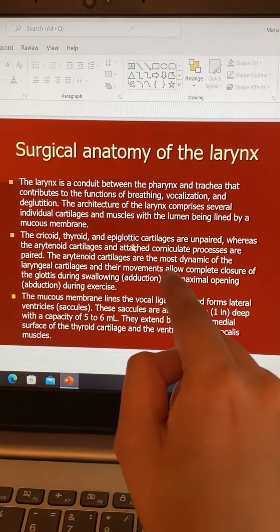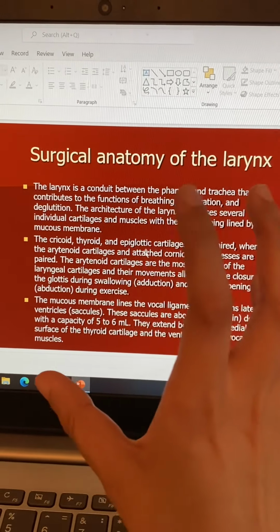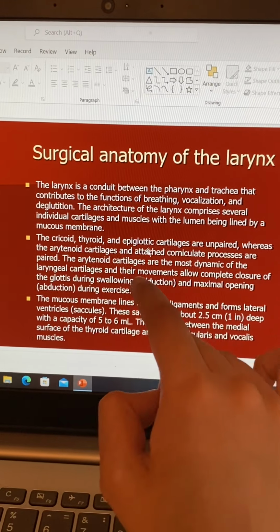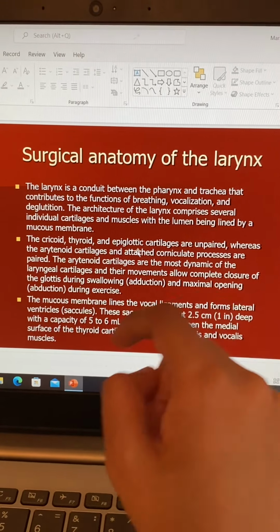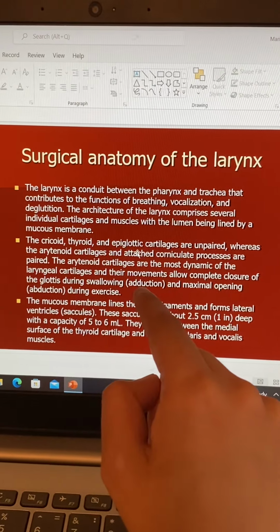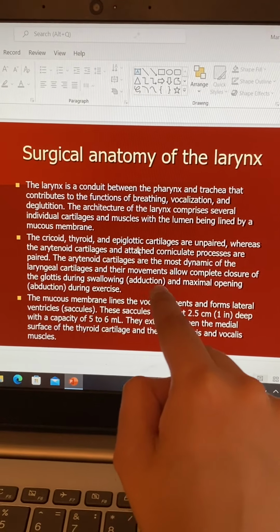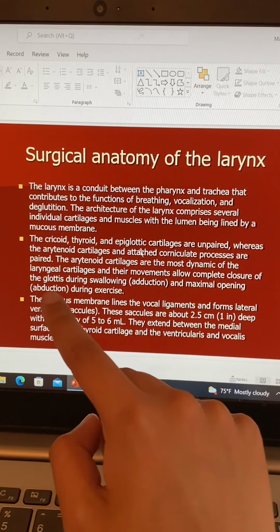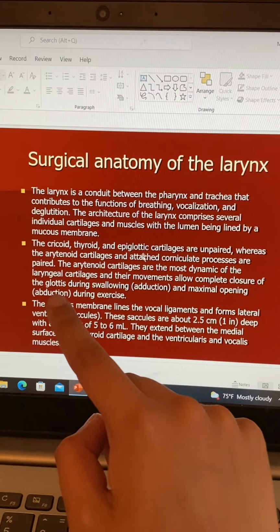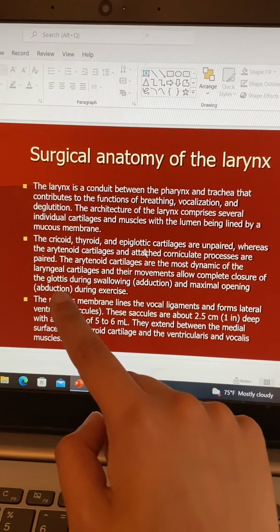The arytenoid cartilages, they are probably the most active in terms of the laryngeal cartilages, and their movements allow the closure of the glottis during swallowing, which is known as adduction. So if someone asks, that's what it is. And maximal opening during exercise, abduction.